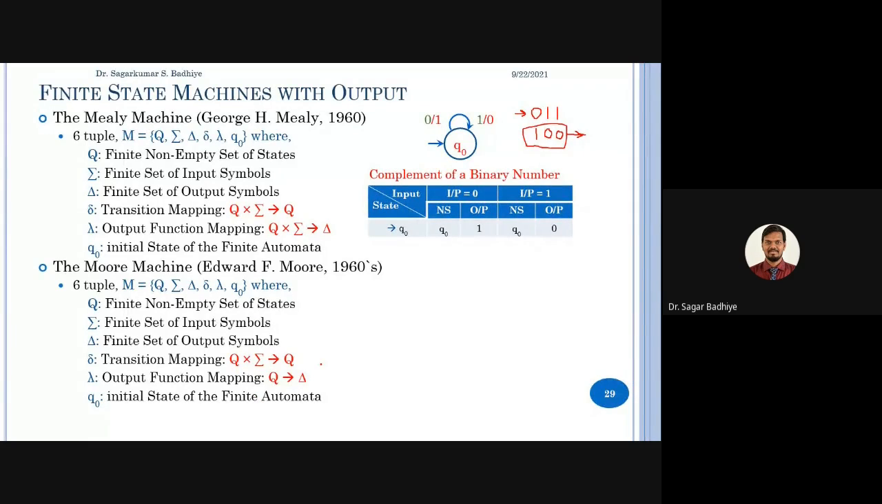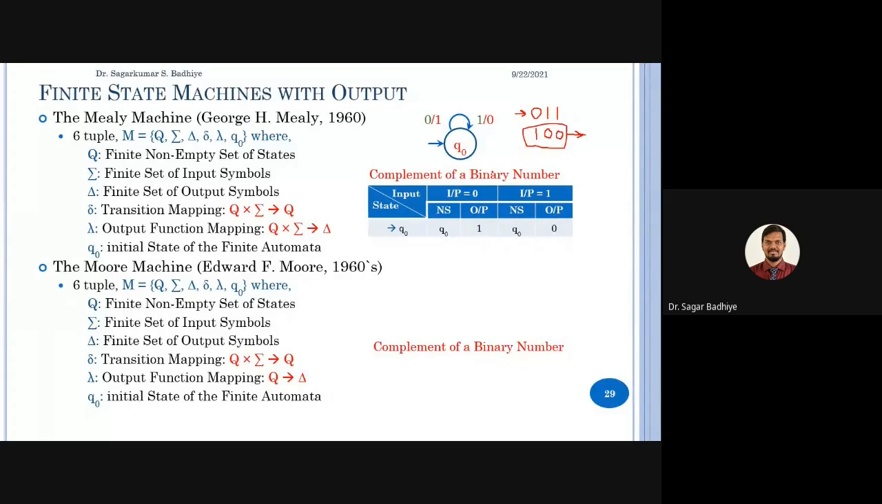So let us design again the same machine, the complement of a binary number, but this time we'll design a Moore machine. For the Moore machine, we now have two outputs, like here also we had two outputs, either a zero output or a one output.